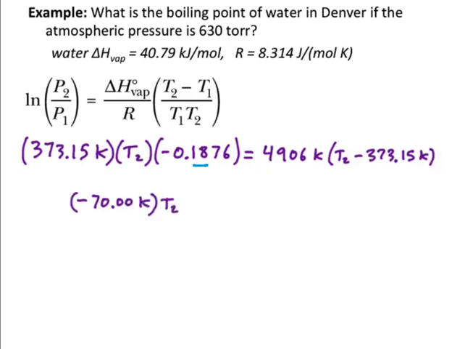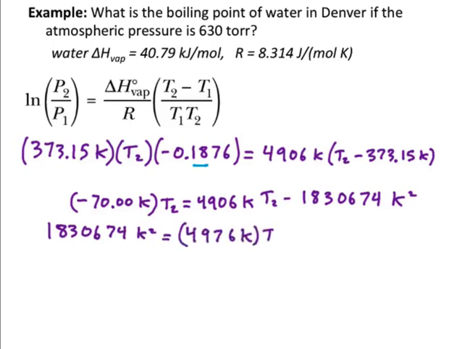Alrighty. So now we can start fiddling with this. If you multiply the two numbers on the left side, you get negative 70 Kelvin. You distribute the 4906 into this parentheses on the right, and you get these numbers. Kelvin squared, that's a weird unit, but it works out here in the end. And then I'm going to add Kelvin squared to both sides. And then I'm going to add 70 Kelvin times T2 to both sides. And so effectively swap what's on the left and on the right.